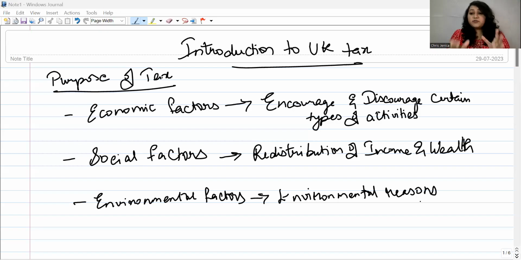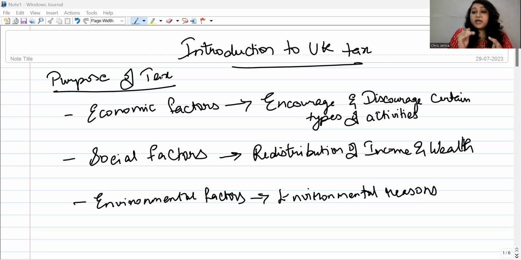Now, what is the purpose of this tax? Let me share the screen. The purpose of tax is nothing but what are the factors that actually influence the government's tax policies. There are three different factors that have an influence on UK government's tax policy. First one is economic factors.